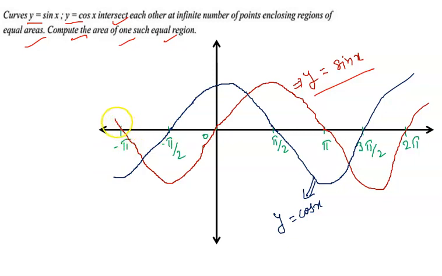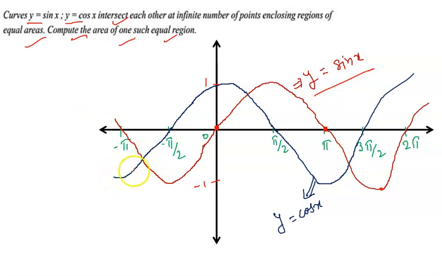We know that sin(-pi) is equal to 0, and sin(-pi/2) is equal to -1, and the range of sin x is -1 to 1. And sin 0 is equal to 0, sin(pi/2) is equal to 1, sin pi is also 0, sin(3pi/2) is equal to -1, and sin 2pi is equal to 0.